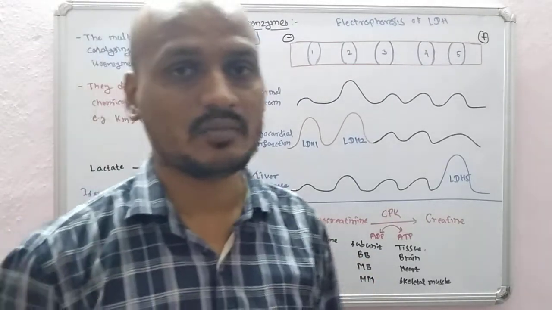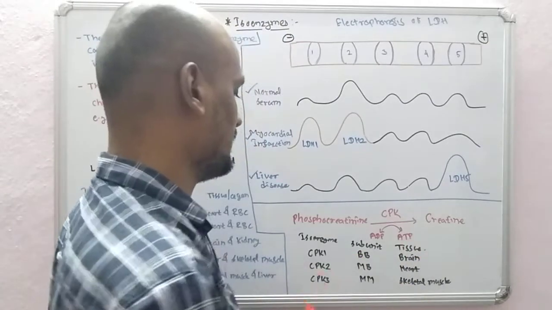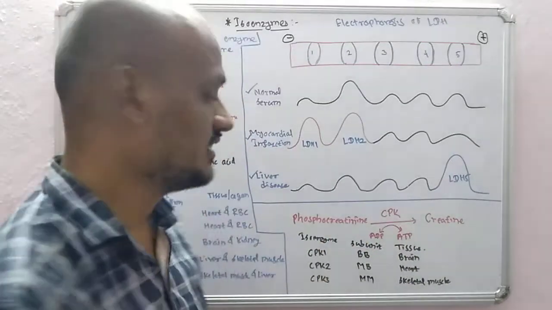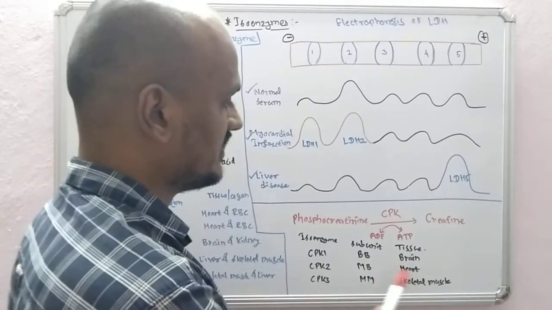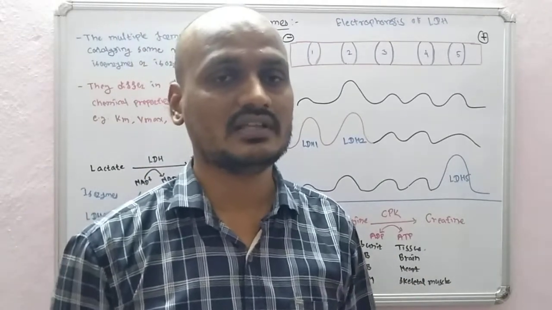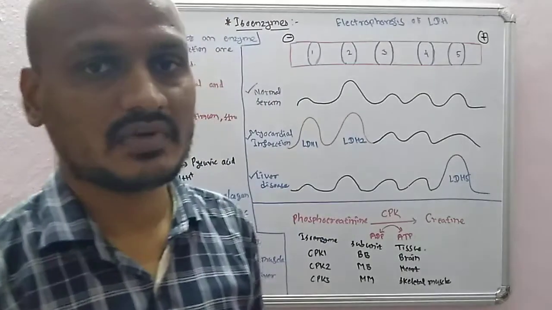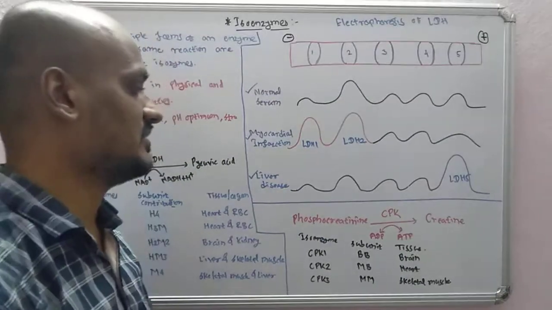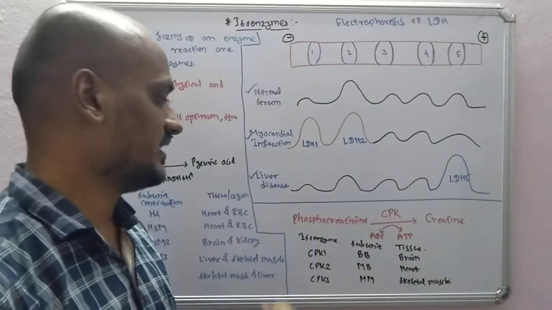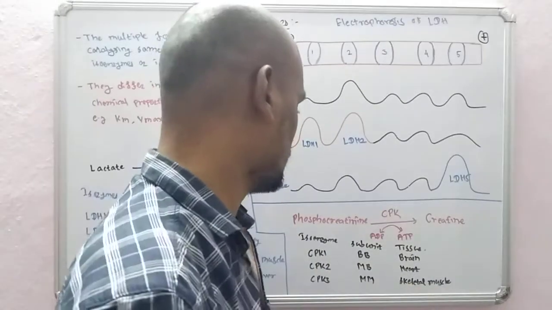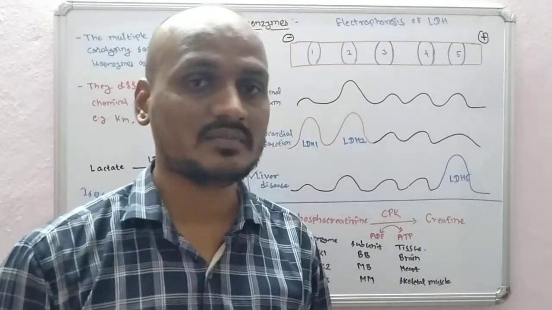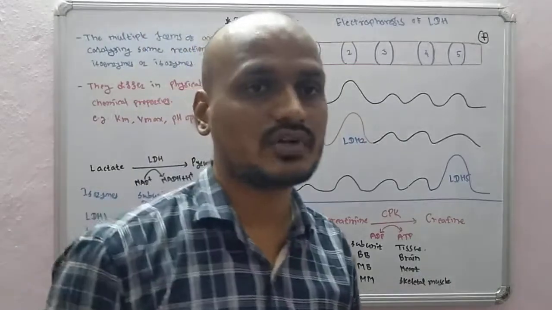Here B stands for brain. BB will be present in the brain as CPK1, MB in the heart, and MM in the skeletal muscle. Based on where the damage is, if it is related to the brain we can see whether CPK1 is increased, or whether CPK3 from skeletal muscle is increased. So that is the importance of the enzyme.